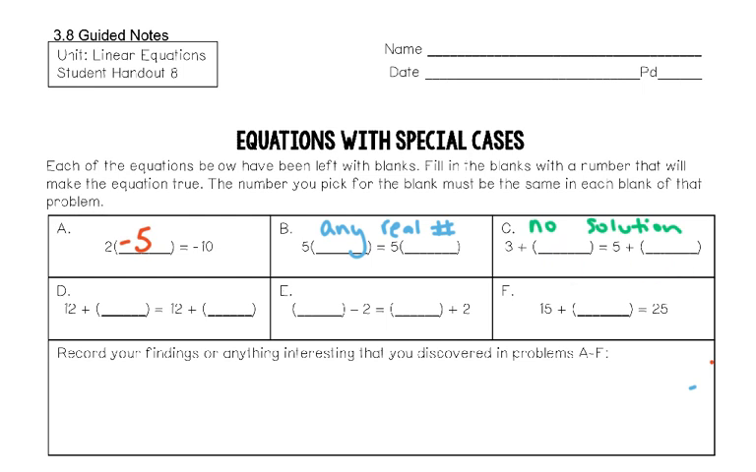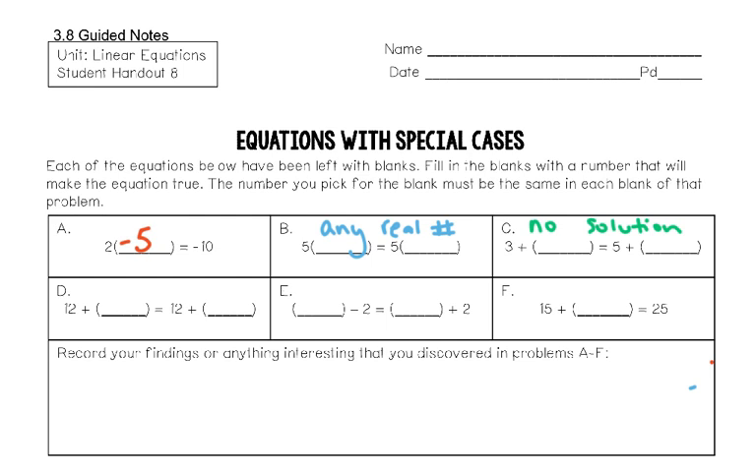This can never be true because this is 3 plus that number and 5 plus that number. That'll always give me something that's not equal. Let's look at D. So D says 12 plus a number and 12 plus that same number. So this should remind you of B.